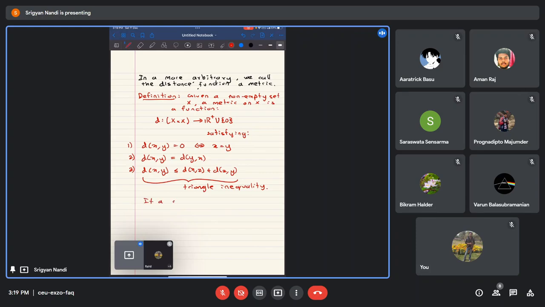If a set X is equipped with a metric, then (X, d) is said to be a metric space.